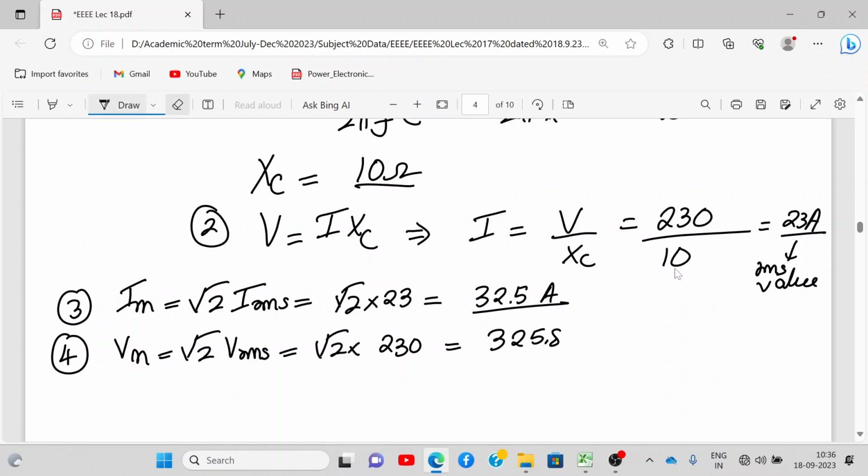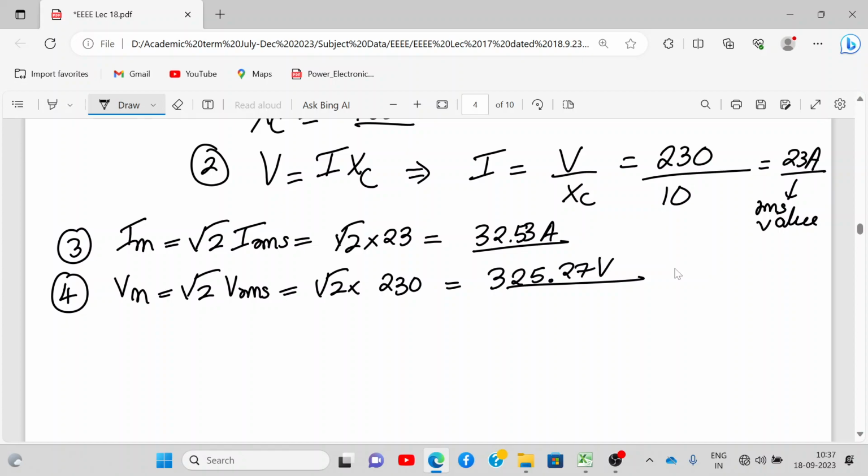This is 325 point, how much is it? 27 or 26, right? And also we need to calculate omega, 2 pi f, 2 pi into 50, that will be 314 radians per second.